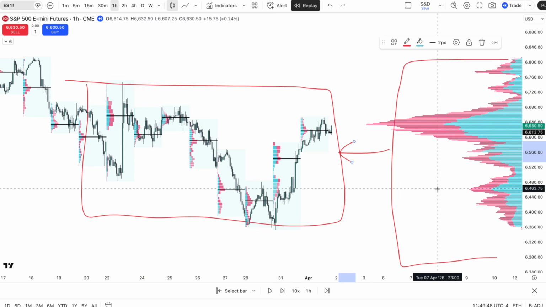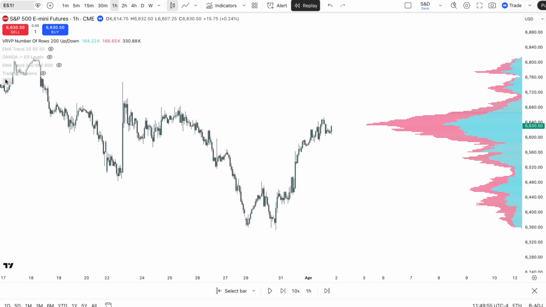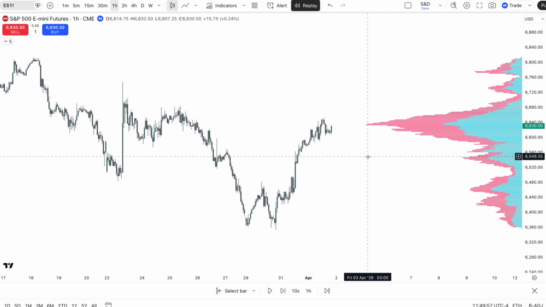These are really the only two volume profile types, and in this case, we only really need one, the visible range, because we don't need all the detail of the session profile for what I'm about to show you.